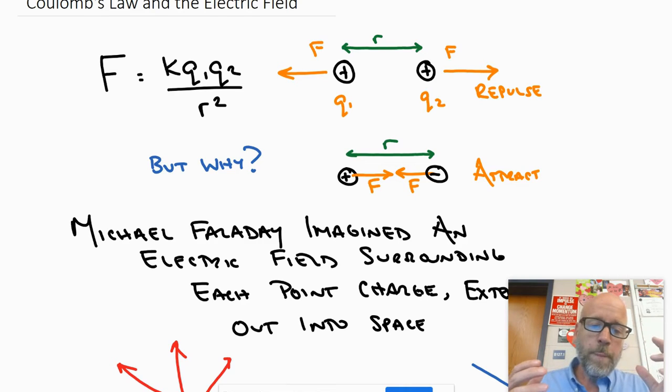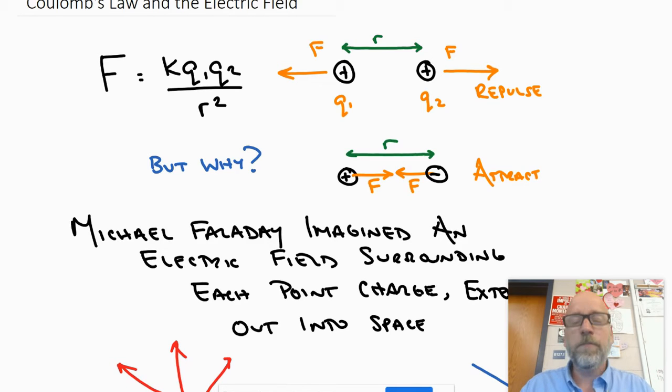So, a scientist by the name of Michael Faraday, which you may have studied in chemistry, we're going to spend a good deal of time on him later when we talk about magnetism. He tried to explain Coulomb's law by imagining something he called an electric field surrounding each point charge that extended out into space.